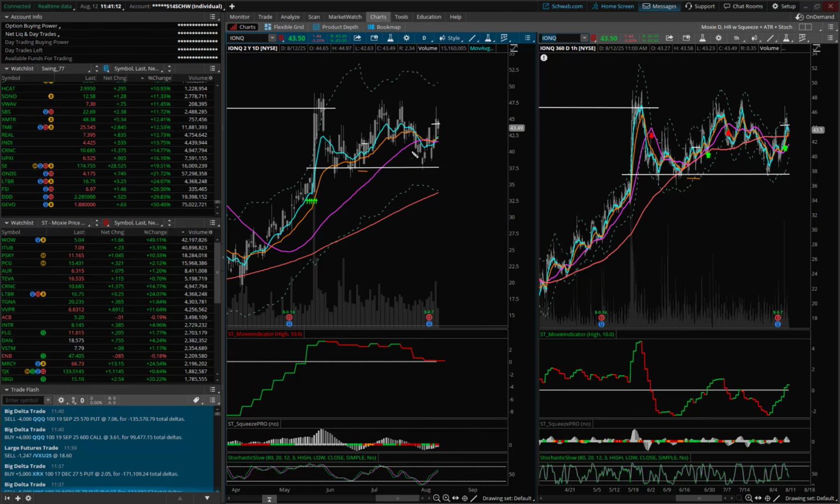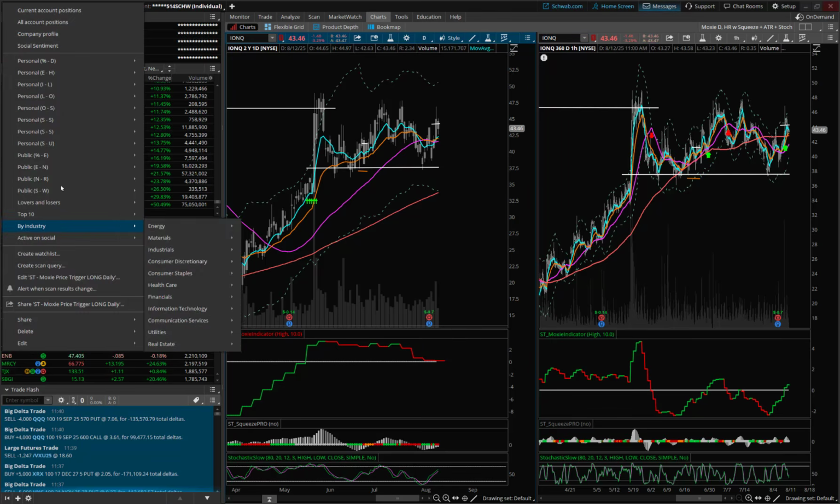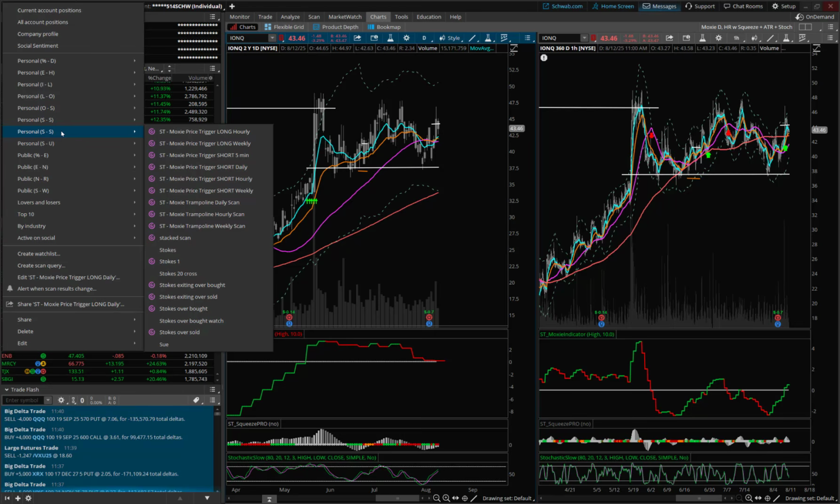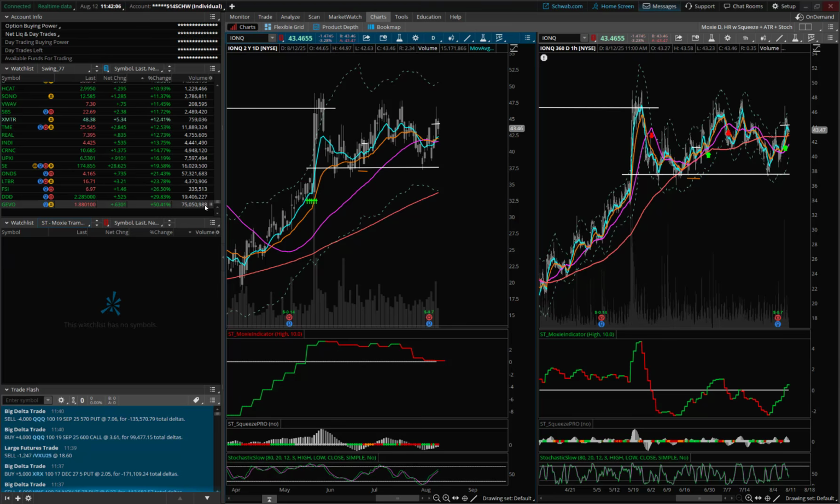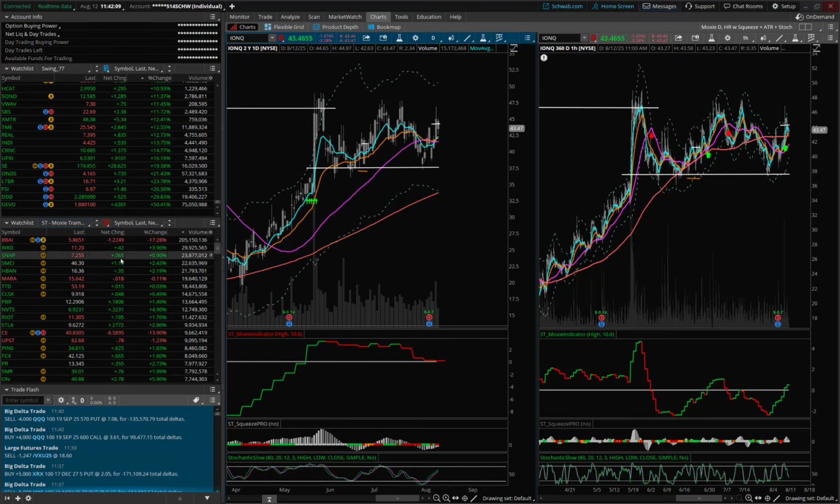This is really, really amazing. You can scan for the condition of when price is below the 50, but the Moxie indicator is above 0. And that's what I call a trampoline move. Here, let's go over here. Let's see. And we have, let's go ST, and we want to see trampoline scan daily. And let's see what pops up and if there's anything that we can find.